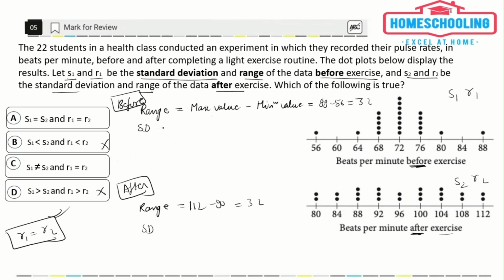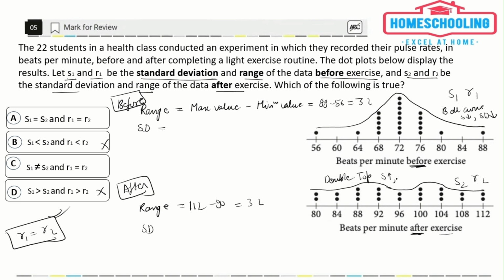Now we have to find the standard deviation here. As we can see, it looks like a bell curve. And as we have read in the basics, a bell curve has a lower spread and lower standard deviation. And here, as we can see a peak here, then it goes down, then one more peak here. So this is a double top. So here spread is larger, and so the standard deviation is higher.